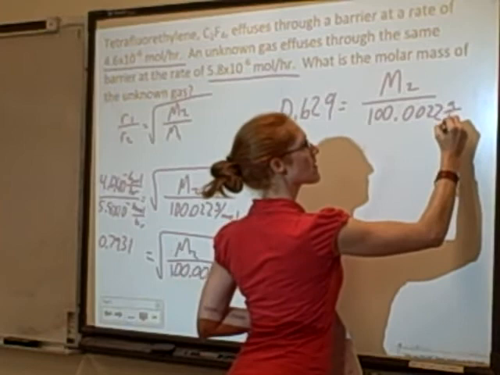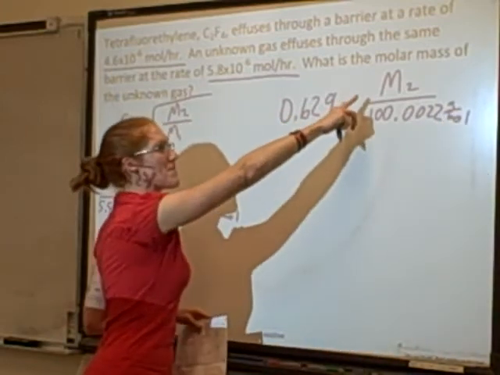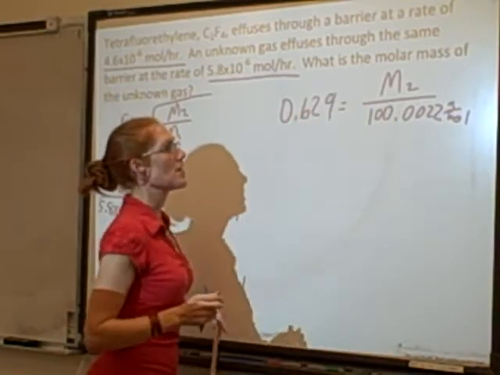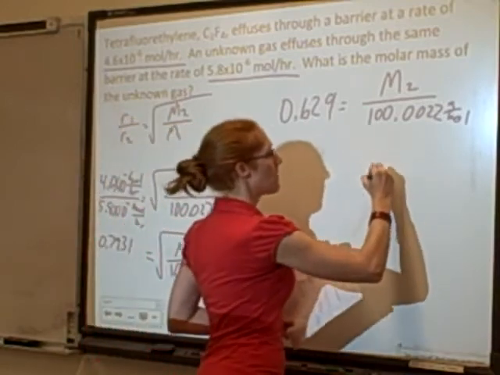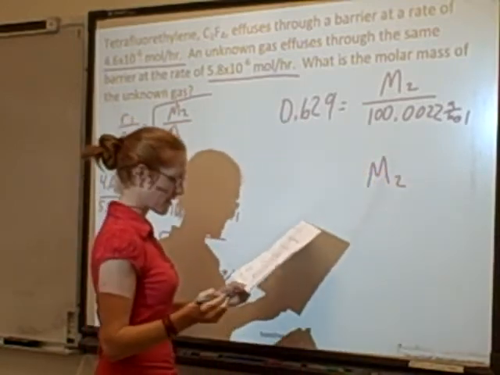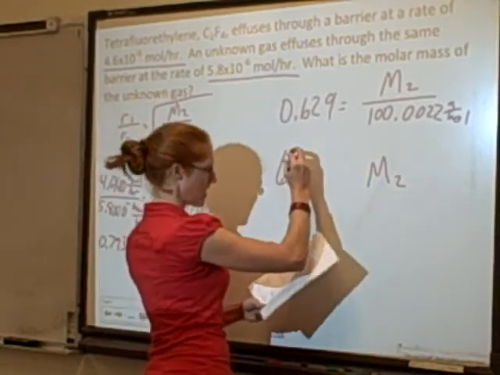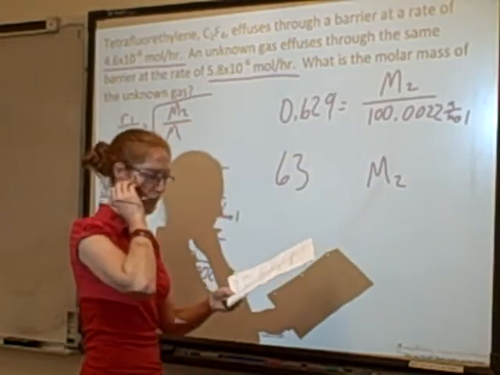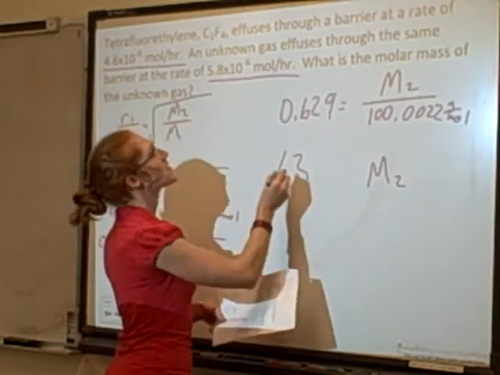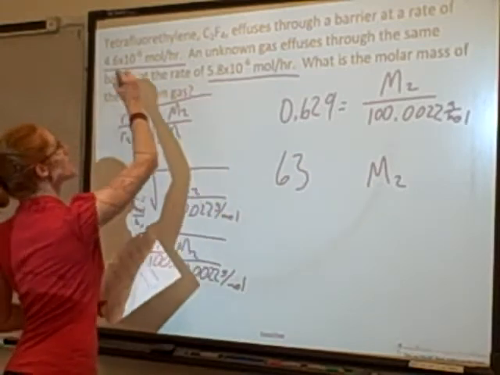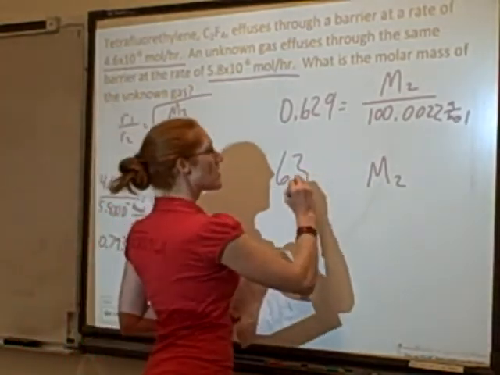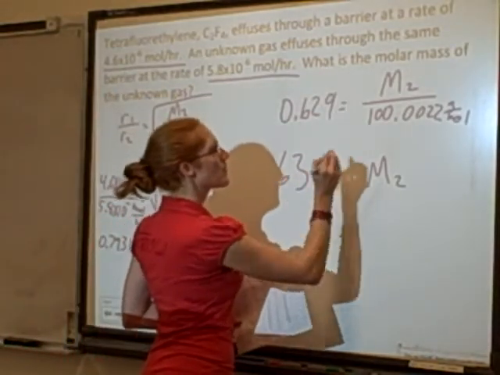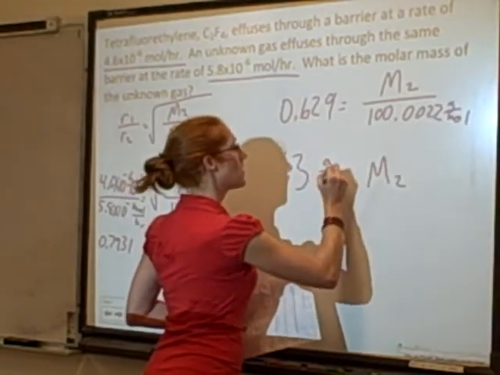And now I want to get the molar mass 2 alone, so I multiply both sides by 100.022, and I find out that the second molar mass is going to be 62.915, but I round to 2 sig figs because of these rates. These rates have 2 sig figs. So 63 grams per mole.